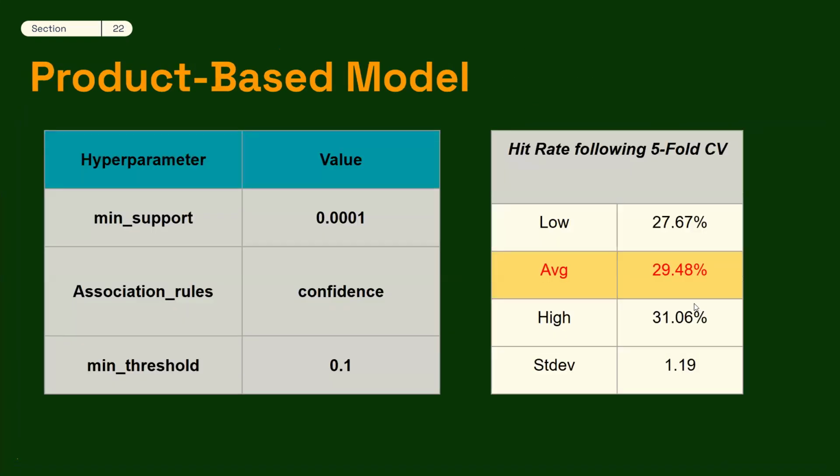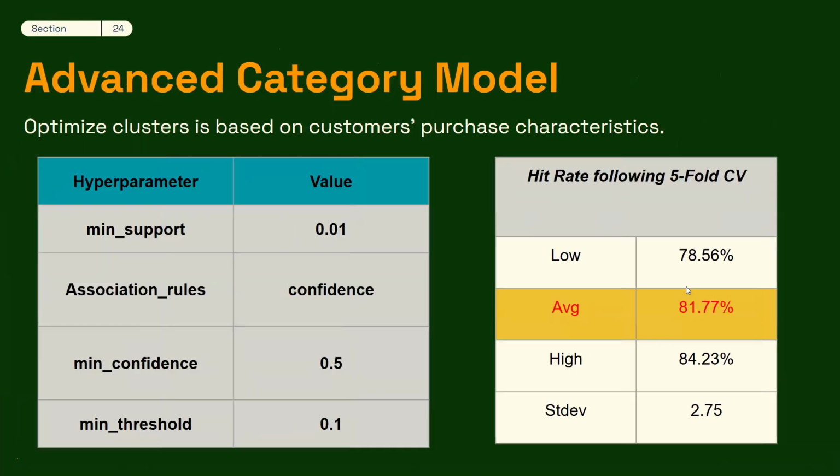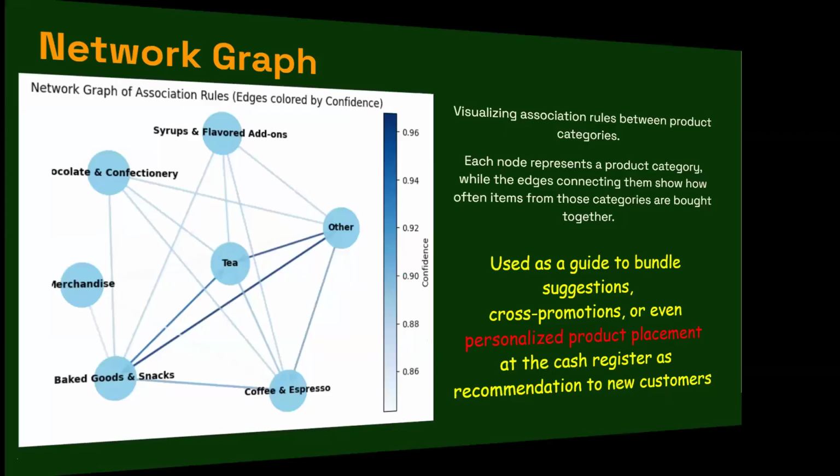At the end, the metric of our product-based model is an average of 29.48%. For category-based, it was an average of 84.75%. And the advanced category model is an average of 81.77%. You might argue, why is advanced category lower than simple category? It might be because we do not have robust data. We only have data for 1 month and for 3 stores.